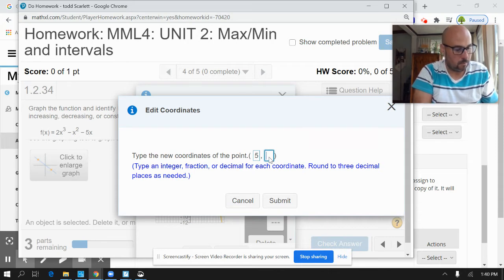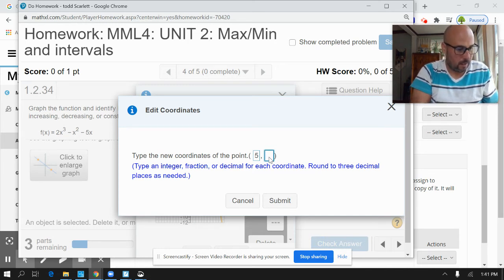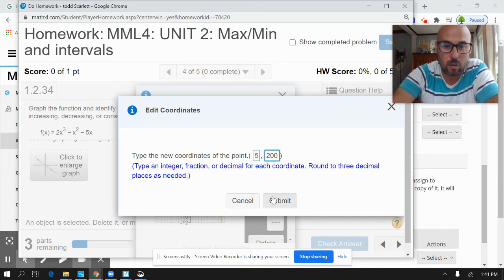Hallelujah. So I'm typing 2 times 5 to the 3rd power minus 5 to the 2nd power minus 5 times 5. Let me just double check if I did that. 2 times 5 cubed minus 5 squared minus 5 times 5. So all in one shot right there. Press enter. And what do I get? 200. So when x is 5, y is 200.